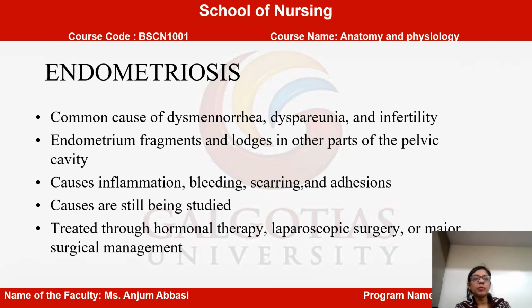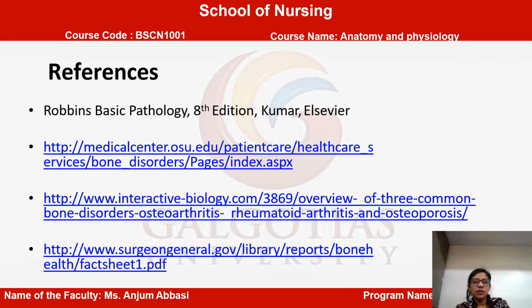Next is endometriosis. So what do you mean by endometriosis? A common cause of dysmenorrhea, dyspareunia, and infertility, where endometrium fragments lodge in other parts of the pelvic cavity. It causes inflammation, bleeding, and adhesion, and it is treated through hormonal therapy. It may be treated through laparoscopic surgery or major surgical management.